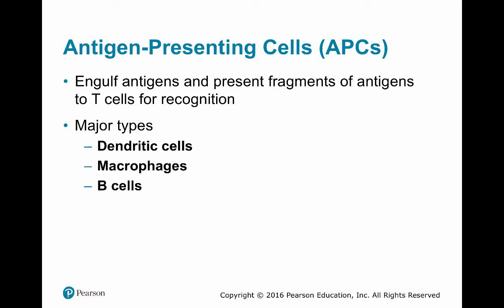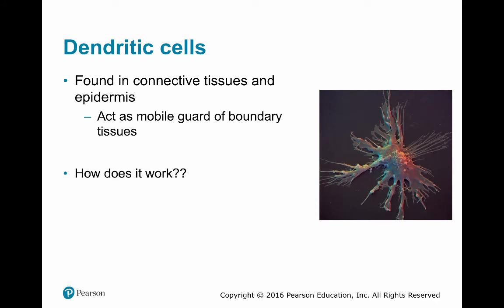So, antigen-presenting cells, the APCs, are there to engulf antigens and present fragments of antigens to T cells for recognition. Right? So they help get rid of some of them and then go, hey, look, you need to go fight this dude, and this is what he looks like. The major types are dendritic cells, macrophages, and B cells.